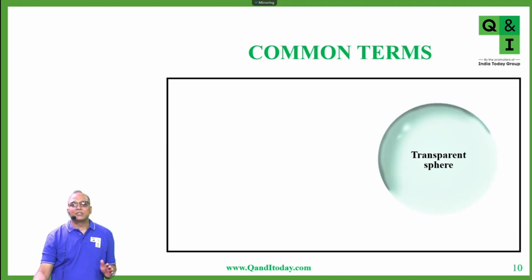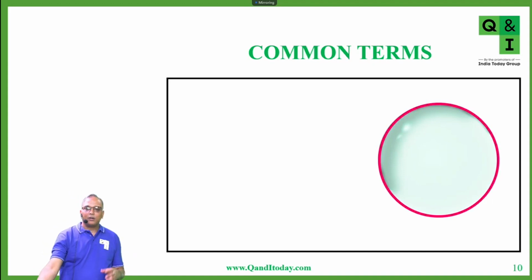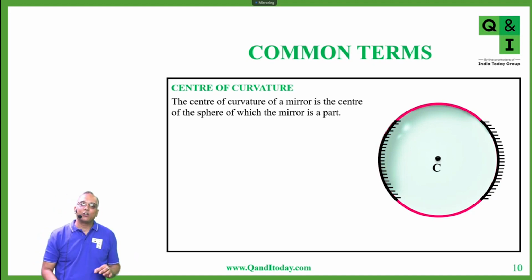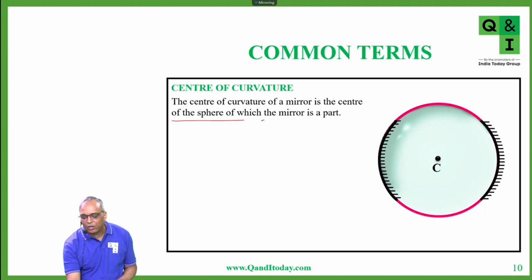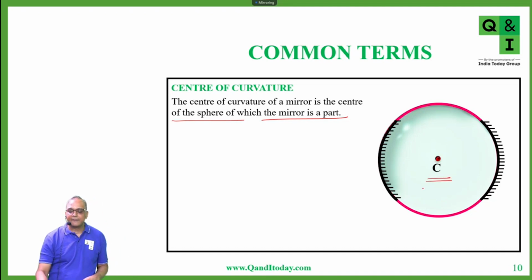So common terms, before we go further, you should understand the common terms which are required to define a spherical mirror, whether it is a concave mirror or a convex mirror. So let's understand the first term. Because these mirrors are a part of a sphere, that sphere will have a center, and that center is called the center of curvature. So the center of curvature of a mirror is the center of the sphere of which the mirror is a part. Since this mirror is a part of this sphere, which you can see on your screen, the center of this sphere is called the center of curvature.